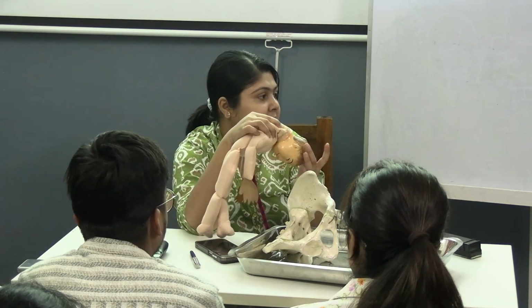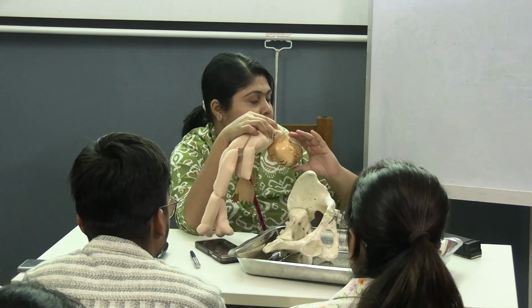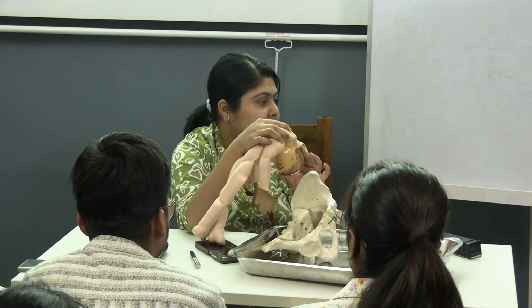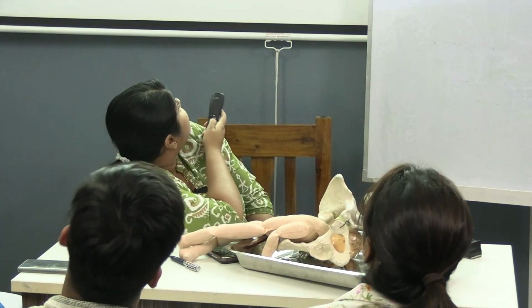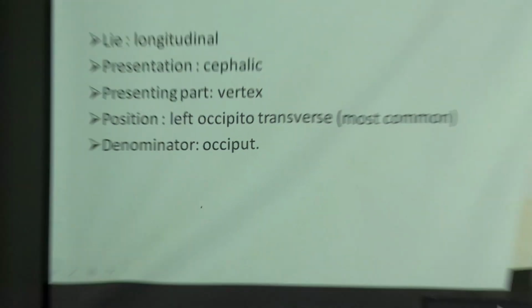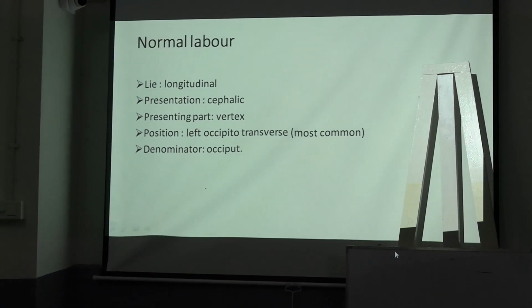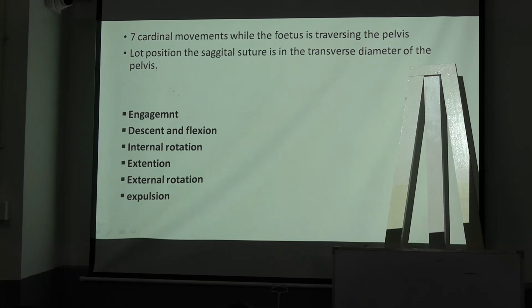It has got two diameters, right? This is one diameter, this is one diameter. So these will engage together, no? See, this is all the slides we are talking about. The lie is longitudinal, presentation is cephalic, presenting part is vertex, position is left occiputo transverse, which is the most common, and the denominator is occiput.